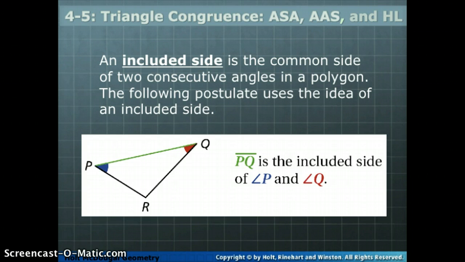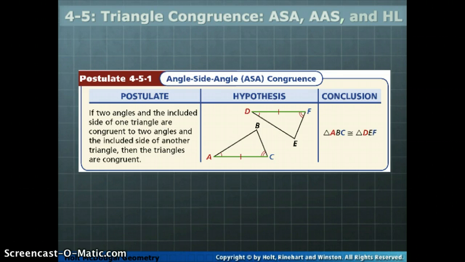So when we talk about angle, side, angle, notice S is in the middle, which means we're going to have sides that are included, or in between our two angles. So that's kind of a picture. PQ is included in angle P and angle Q. Like I was saying, angle, side, angle, this is the big thing we need here. If two angles and the included side of one triangle are congruent to two angles and an included side of another, then the triangles are congruent. So if we have angle, side, angle, and it matches angle, side, angle, then we can prove the triangles are congruent. We don't have to do the other two sides or the third angle.